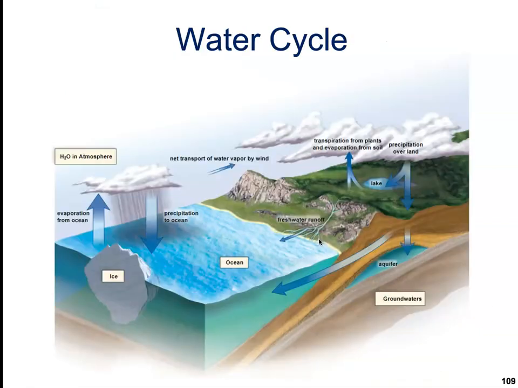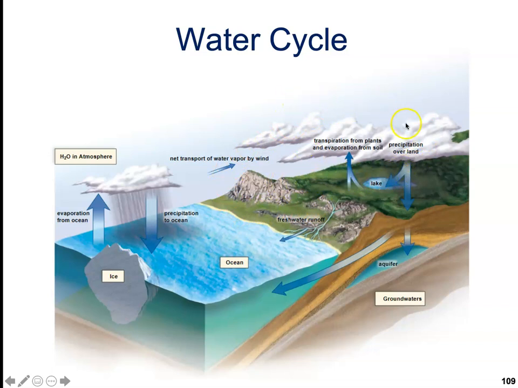So starting with water. Water is very important. So water is our hydrologic cycle. What we have here is a diagram showing how water moves throughout the ecosystem. And what we'll see is that the vast majority of water is going to evaporate from the ocean and then precipitate right back into the ocean. The vast majority of water actually just cycles from the ocean back to the ocean. But what we can see is that there can be a net transport of water vapor by wind. In other words, wind can carry water vapor in the form of clouds over to land masses.